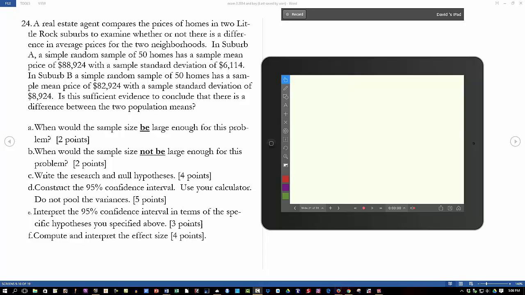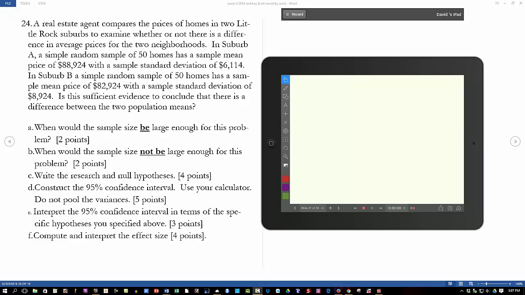Okay, so the first part of this, actually the first two parts are basically the same thing. When will the sample size be large enough, and when would it not be large enough? Well, since the smaller of the two sample sizes is 50, in fact they're both 50 in this case, we're going to use 50 as our value for sample size, which means that we're okay as long as there are no extreme values. So when would it be large enough?